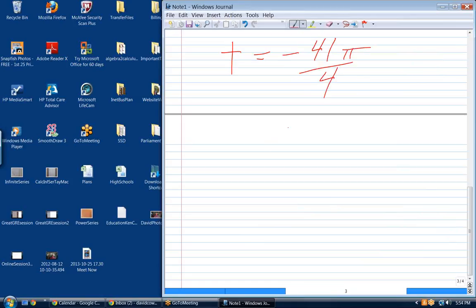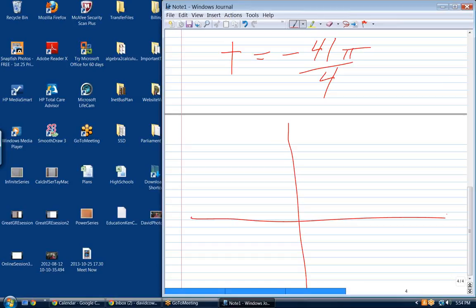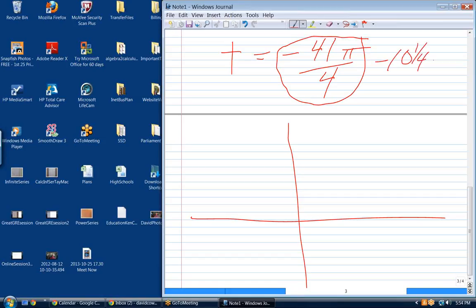Alright, so find out how many times it goes. It goes around 10 times, I see. Or, I mean, it goes around 5 times. What we want to do is take away as many 2 pi's from that as we can. So this is the equivalent of minus 40 pi over 4, correct? So after you've taken away the biggest multiple of 2 pi, what do you got left? Minus pi over 4.